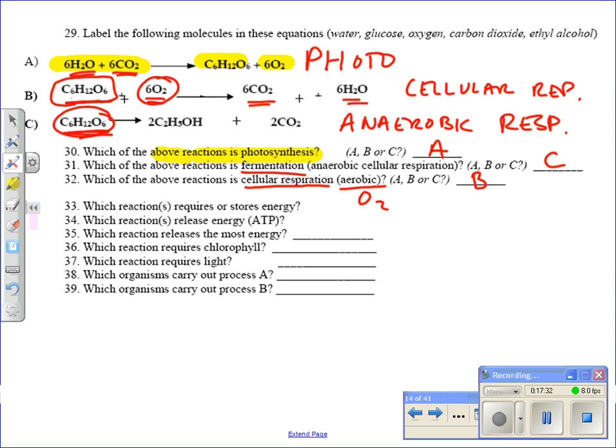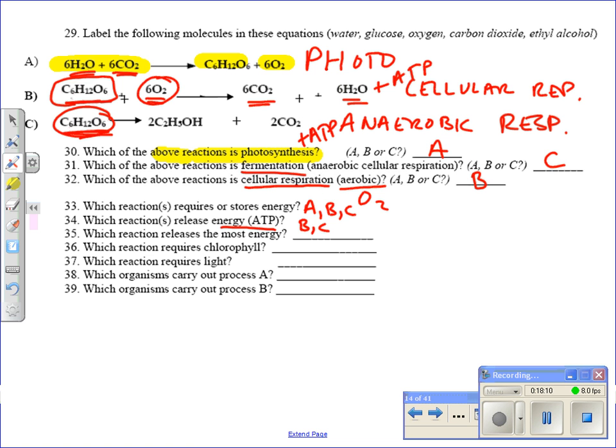Which reaction requires or stores energy? That's going to be all of them: A, B, and C. All require or store energy. A stores it. B requires energy for you to break the molecules apart, and so does C. They all involve ATP. Which reactions release energy or release ATP? That is going to be B and C. Cellular respiration releases ATP, and anaerobic respiration releases ATP.